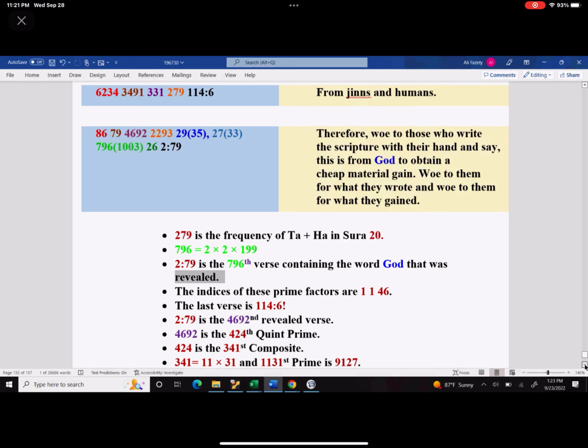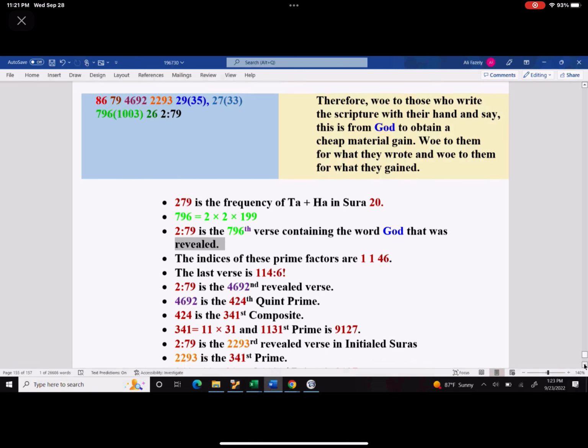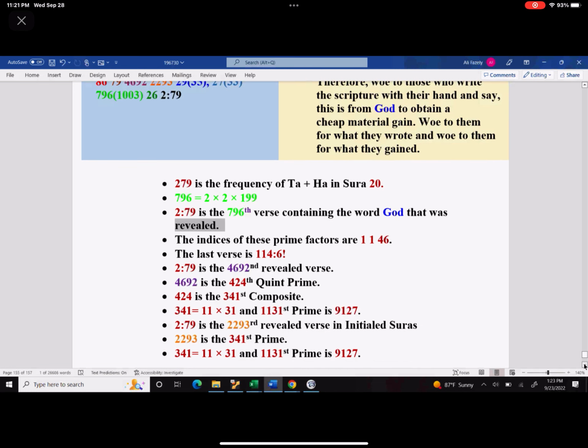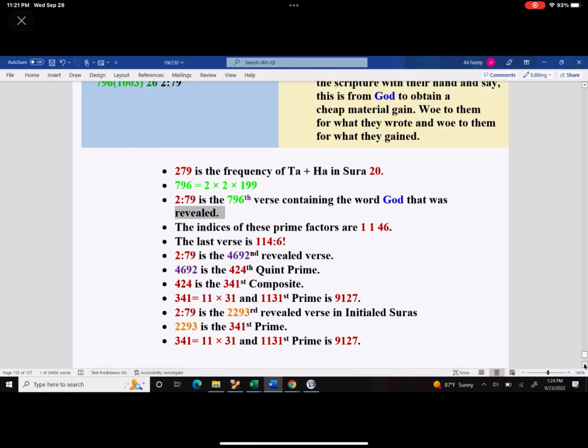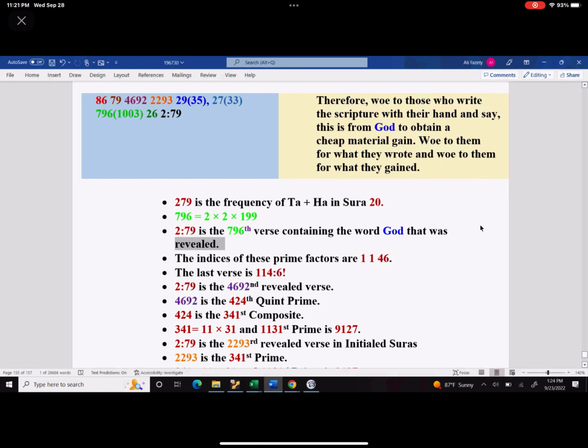And so this is what I wanted to share with you today. And as I said, this information, basically we just found out about it today. Okay? This information is new, how these numbers 4692 and 2293 actually generate 9127. And that's how abhorrent falsehood is in the sight of God. And somehow that is combined with the number of initials in chapter 20 in the Quran. And that is absolutely amazing.